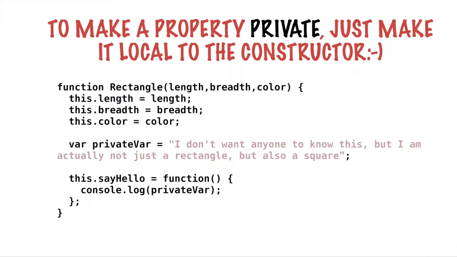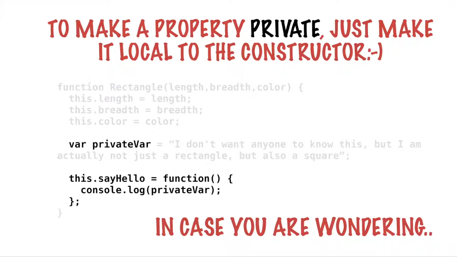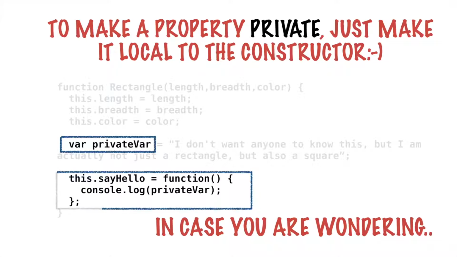Going back to our object constructor, see if you can notice something here. So we have the private var, which can't be accessed outside this object, but it can be accessed within this object. So in case you were wondering what exactly is going on here, private var is local to this object constructor. sayHello is a function property specified on the rectangle object, which can access private var. We have private var and we have sayHello, and sayHello within the function body can access private var.